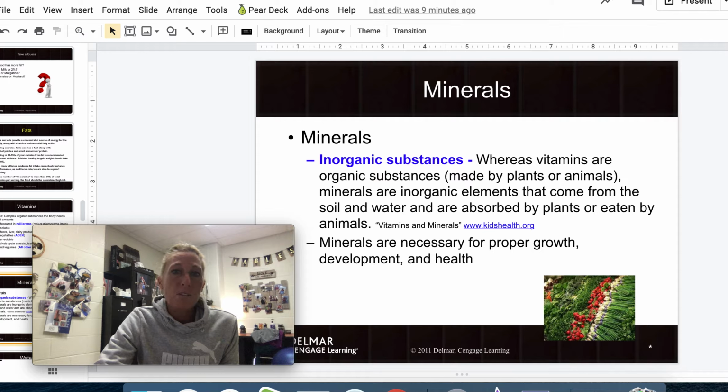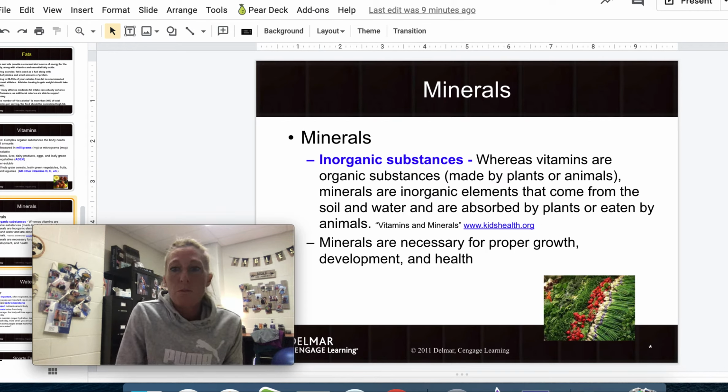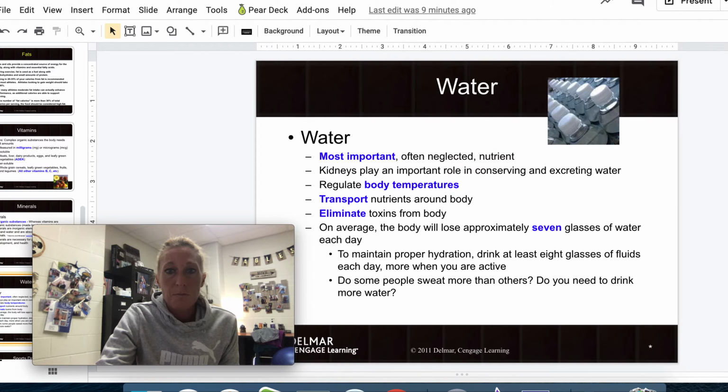Minerals. Minerals are inorganic substances, whereas vitamins are organic substances made from plants and animals. Minerals, being inorganic, come from the soil and water and are absorbed by plants or eaten by animals. Minerals are necessary for proper growth and development of health. Some examples of minerals before we move on: iron, zinc, just to name some examples of minerals that we need in our diet.